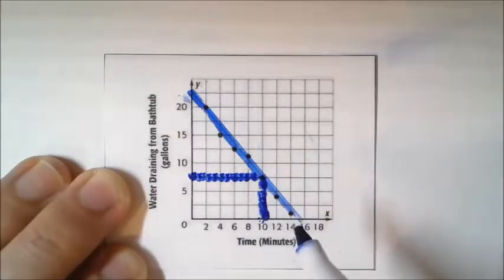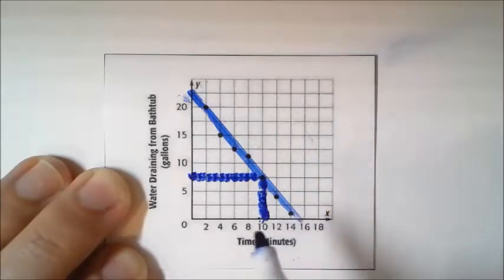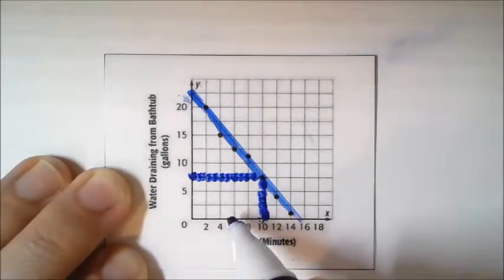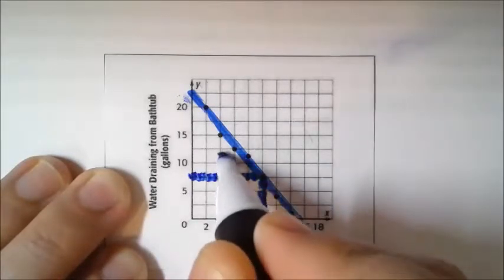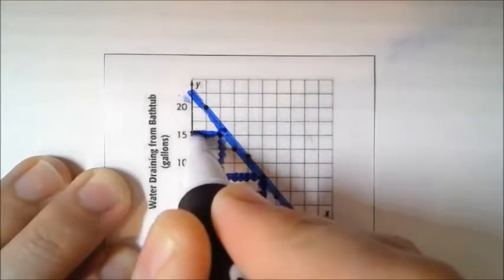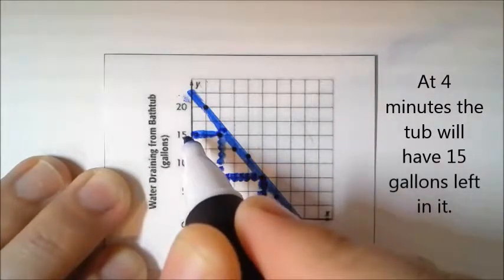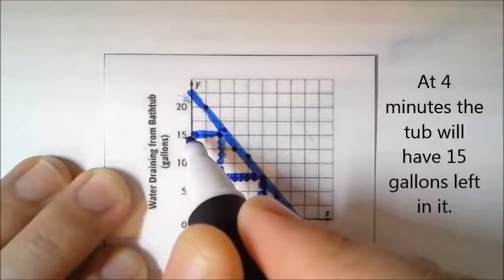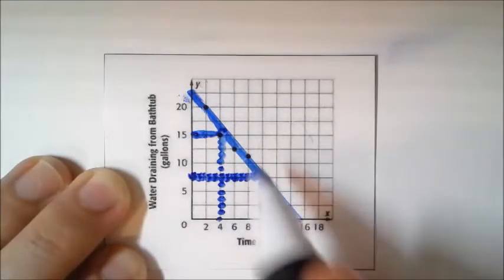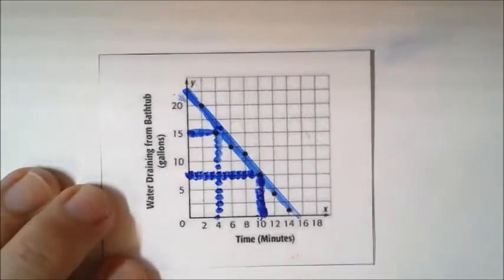If they were to ask how many gallons would be left to be drained at 4 minutes, I would go to the 4 on my x-axis, which is my time, follow it up until it hits my trend line, and then go over. In this case, at 4 minutes, I roughly have 15 gallons left to drain out of the bathtub. It doesn't matter which number they give you, you can make the prediction using that trend line. So let's take a look at another example.